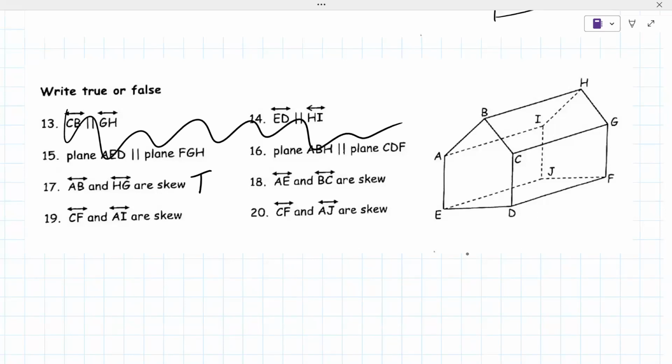Okay, so let's look. AB and HG are skew. I agree. And what did you say for 19? For 19, I said it was false and that it was parallel.